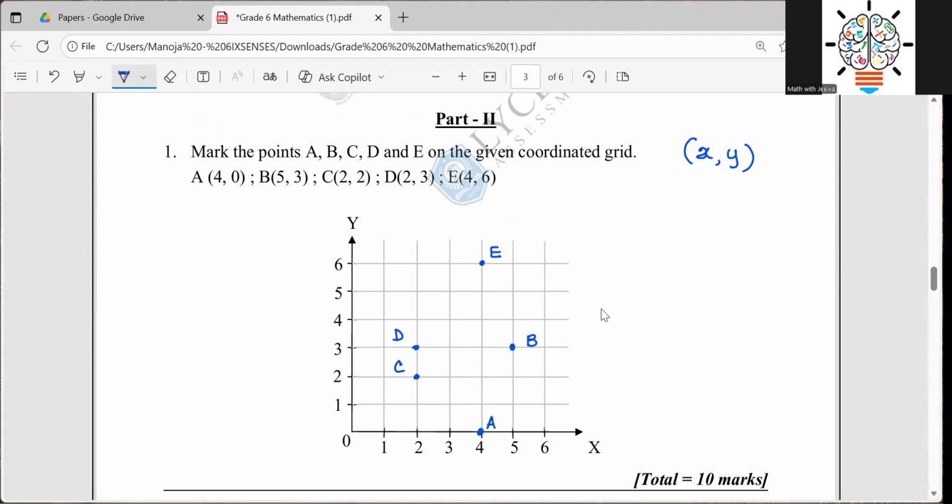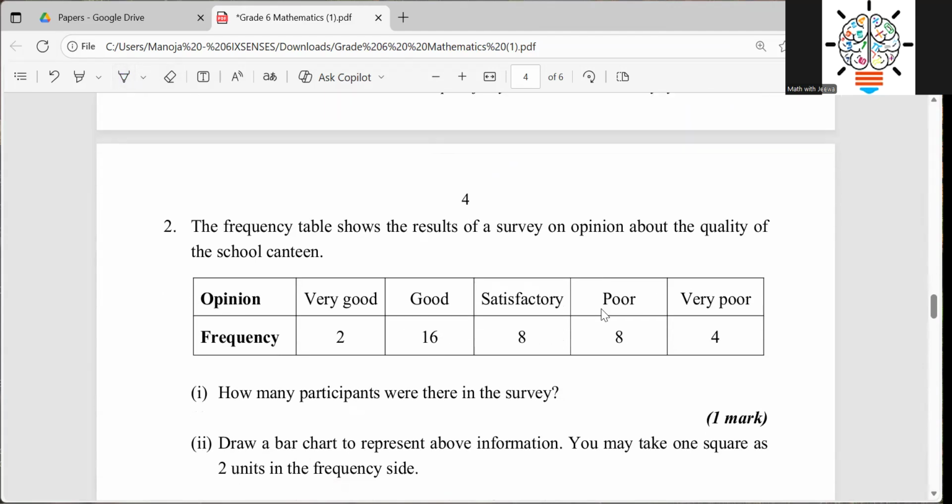So you want to mark these on the given coordinate grid. That's it. You don't want to join them. You don't want to do anything else. First, always you have the x-axis, then you have the y-axis. Then we are moving to the next one.